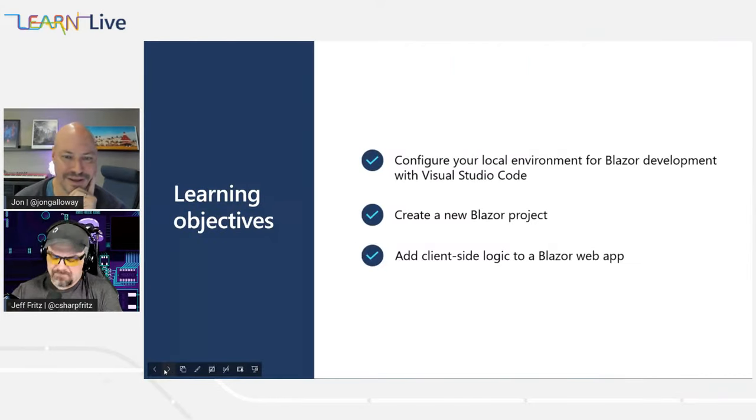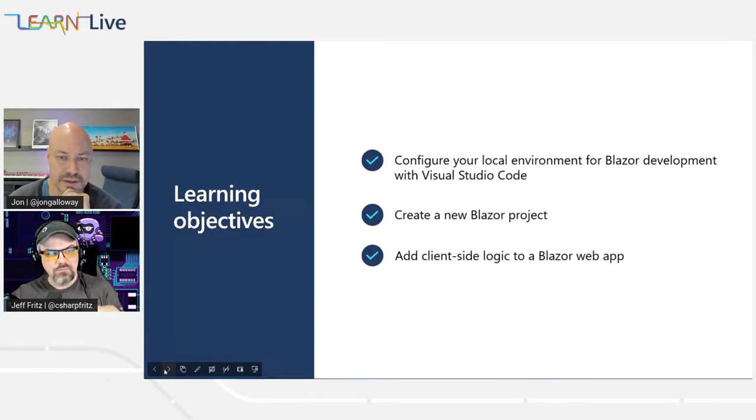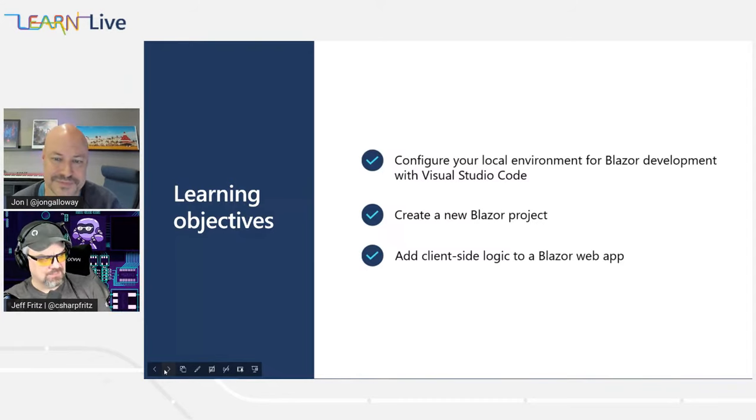All right. A couple of learning objectives. Once again, we want to get in easy and make sure folks are successful. We want to configure your local environment for Blazor development with Visual Studio Code. It's not hard to do. There's just a couple places that you need to go online to get the pieces, whether it's Visual Studio Code or the .NET tools, and you'll be able to get started right away with our second bullet there, create a new Blazor project. And the last piece that we're going to cover as part of the initial Learn module is adding client-side logic to a Blazor web app. That sounds intimidating. What do you mean by client-side logic, John?